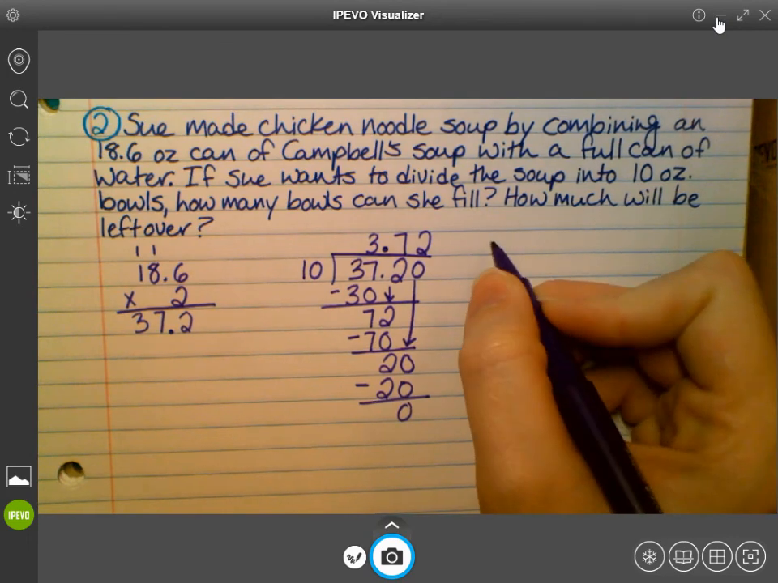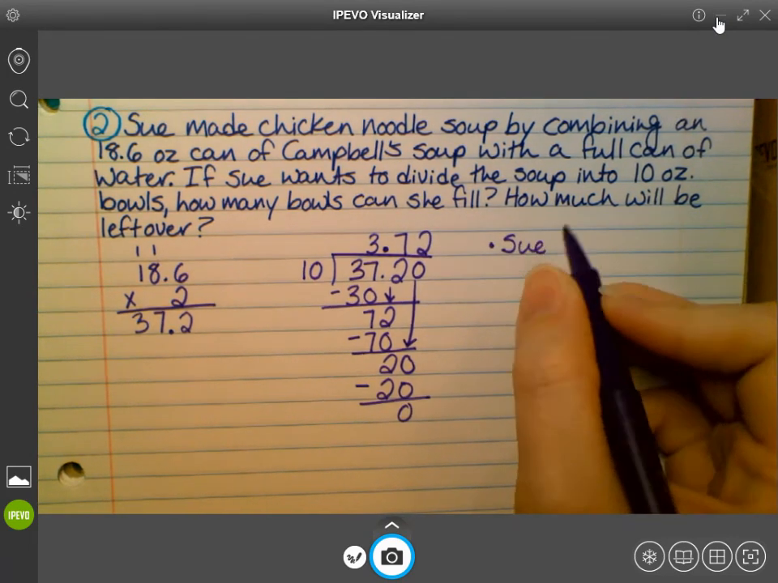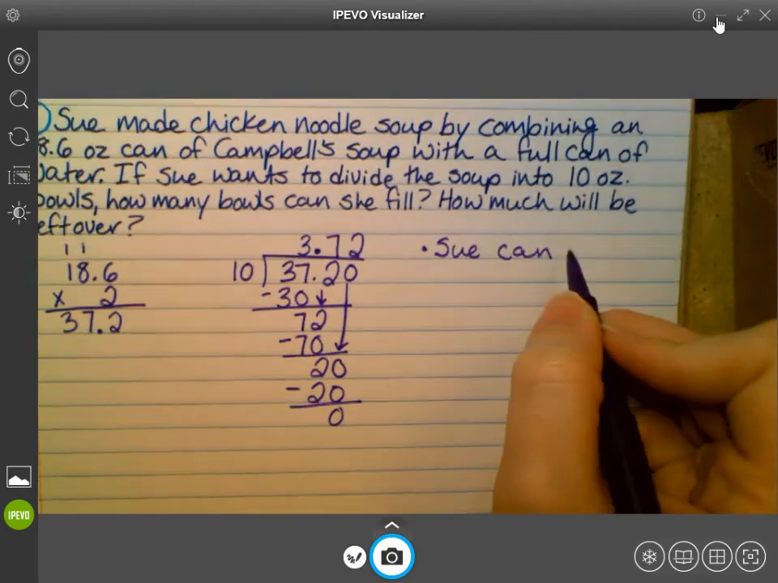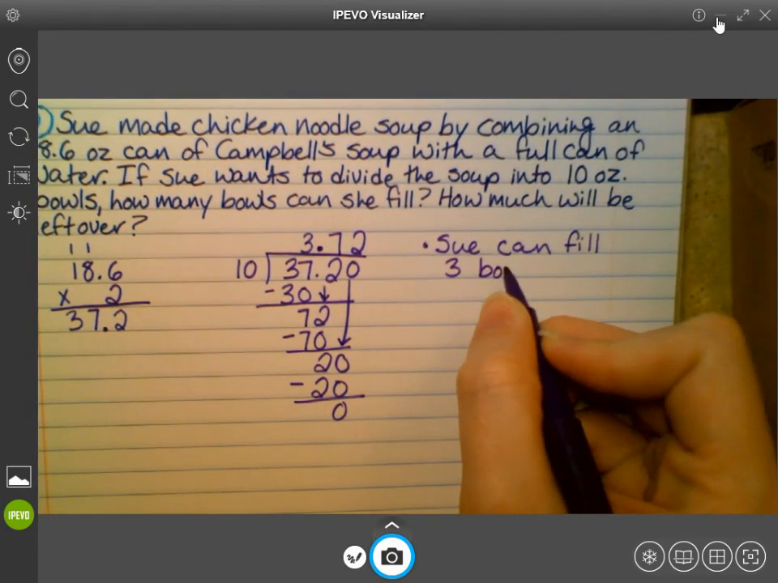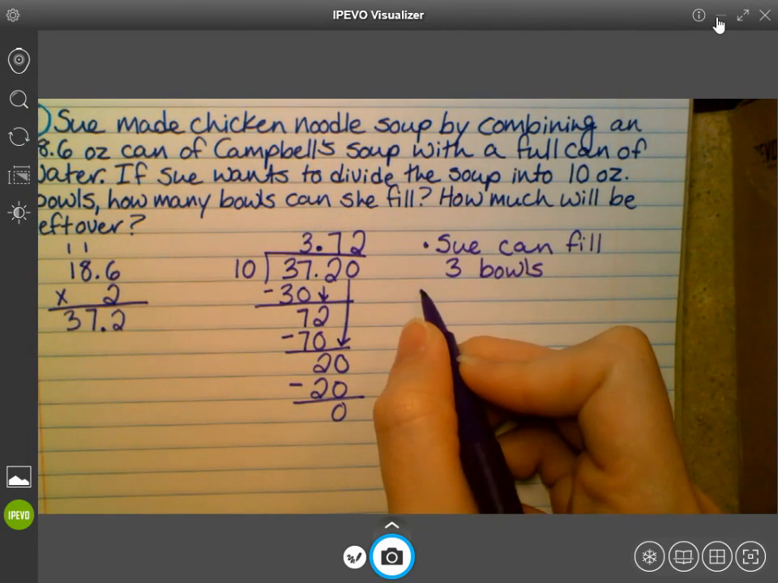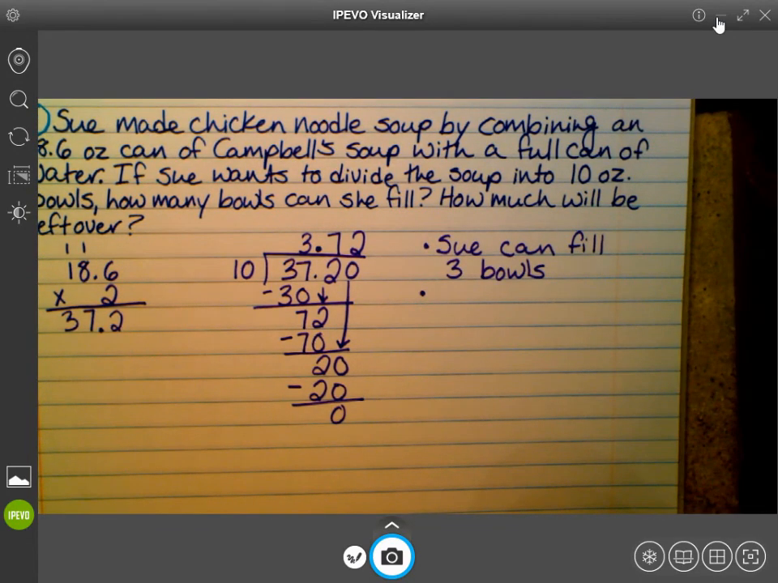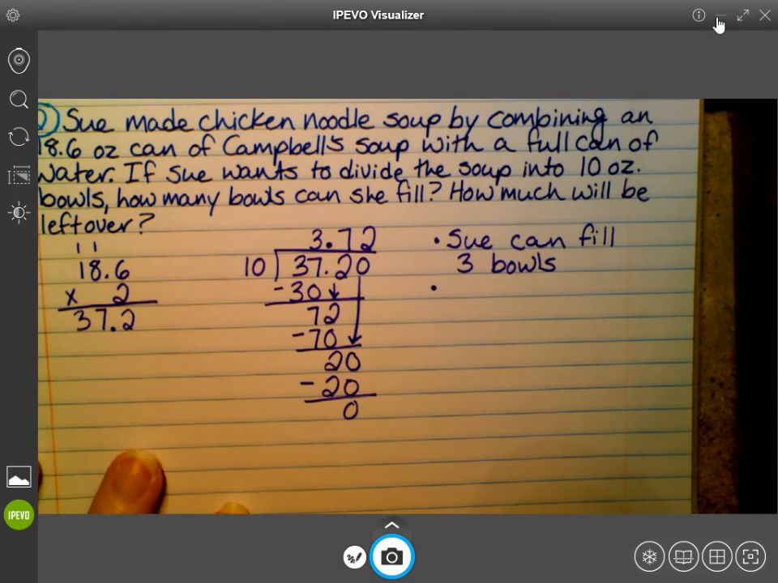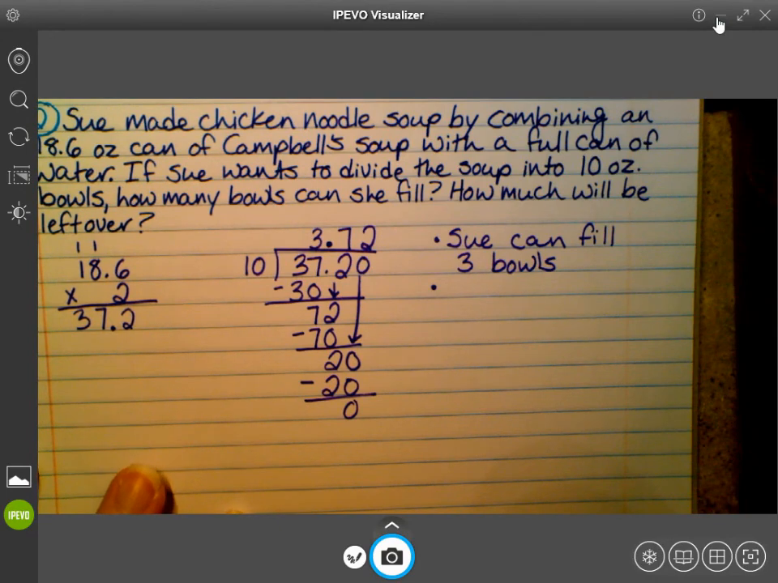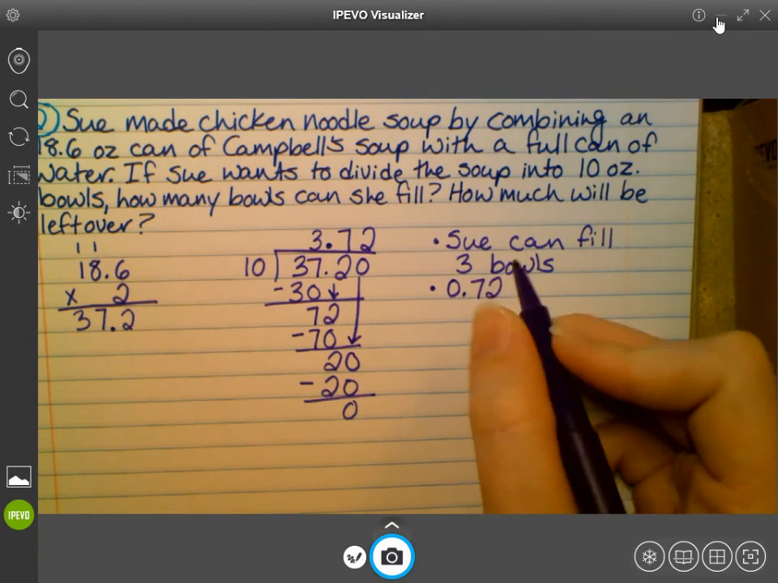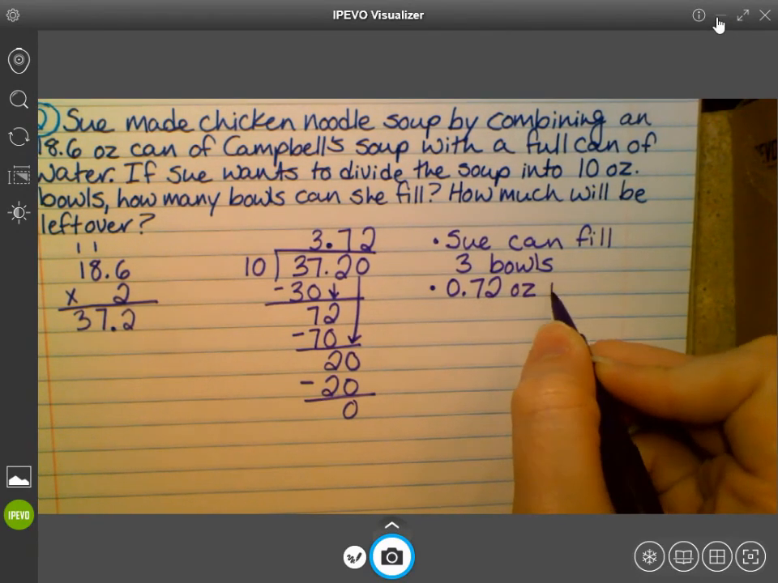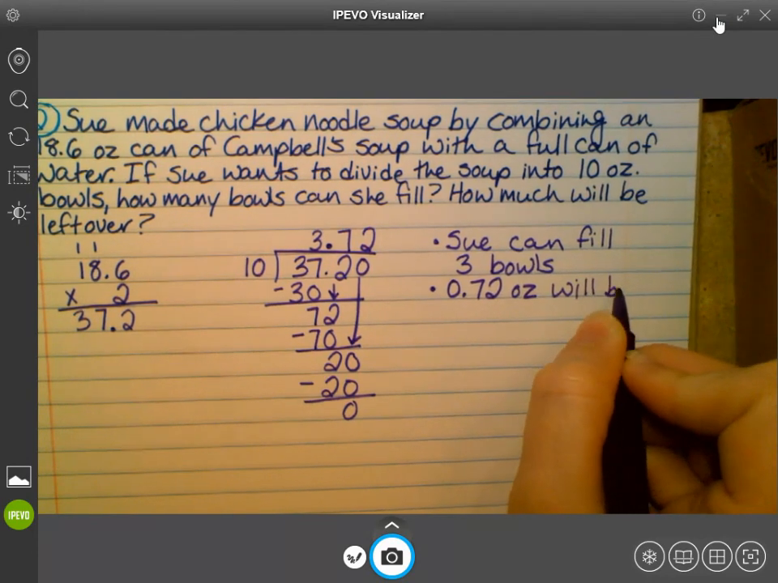So my first answer is Sue can fill 3 bowls. And how much will be left over, 5th grade? Michael? 72. And what's our unit with that? Ounces. And 0.72, so 72 hundredths ounces will be left over.